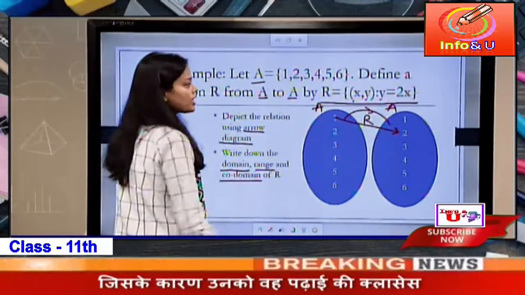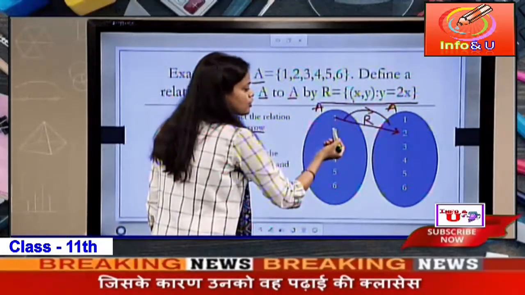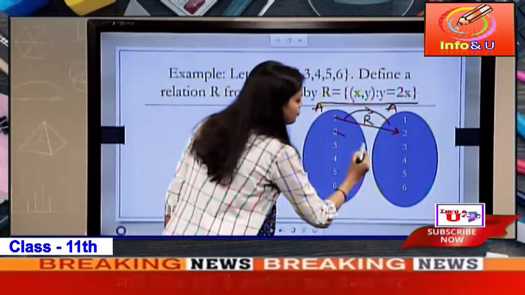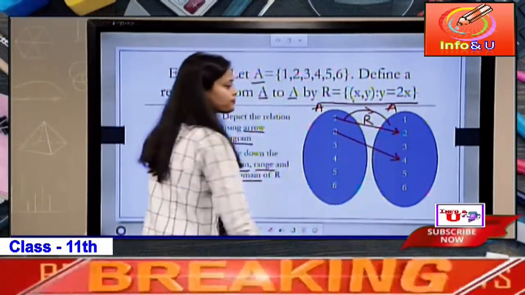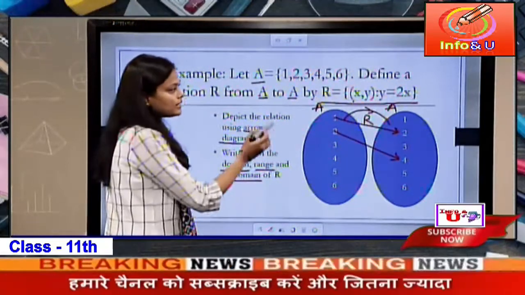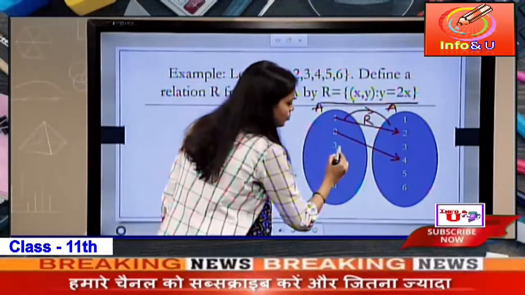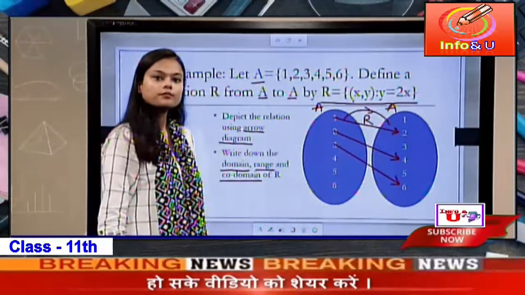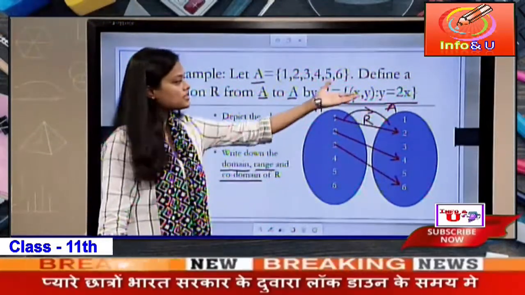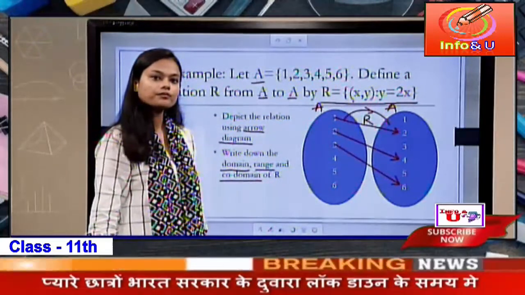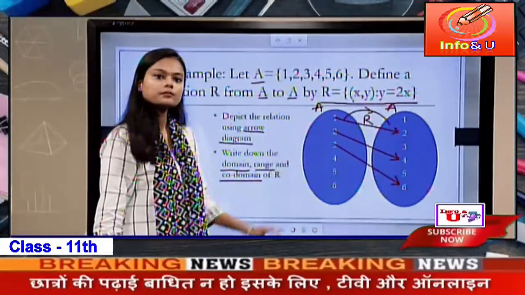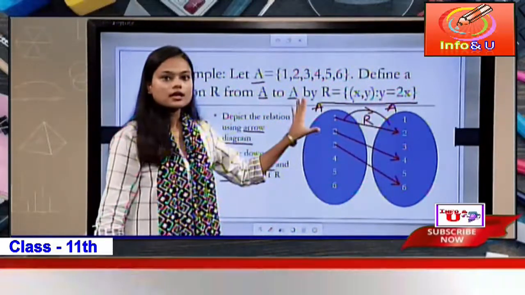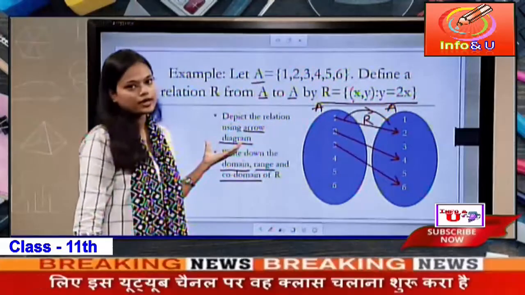Okay. Now, image of 2 will be 4. And image of 3 will be 6, because they are related with this relationship. This is how they are related to each other. This representation is representing our arrow diagram.